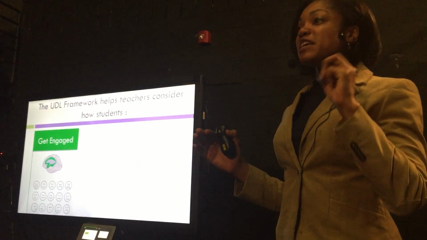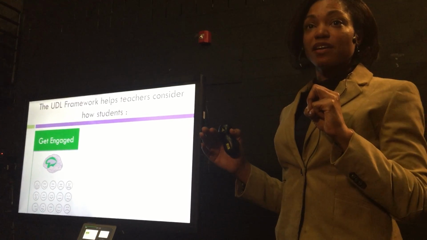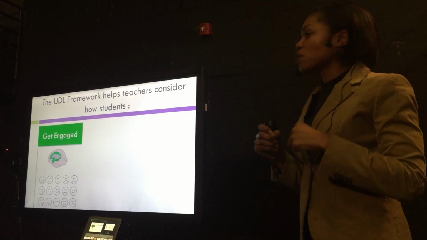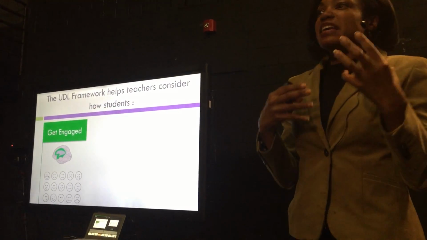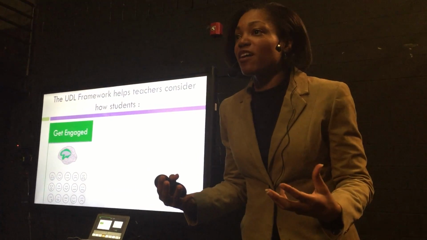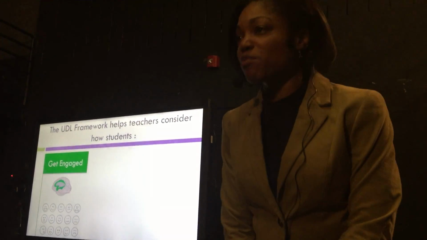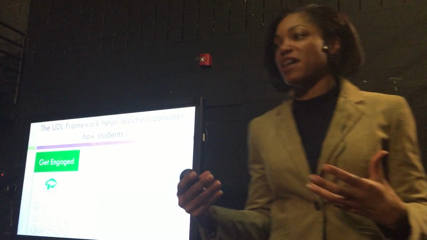It helps teachers think about how students vary in terms of how they get engaged. So we're thinking about how students get motivated, get excited. Why do they want to be there? If students are in a classroom and they say, why are we learning this? We have an engagement problem. They don't understand the why behind it.